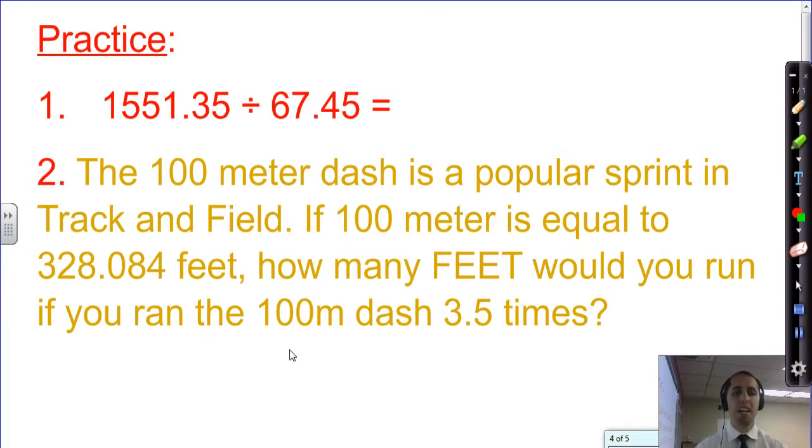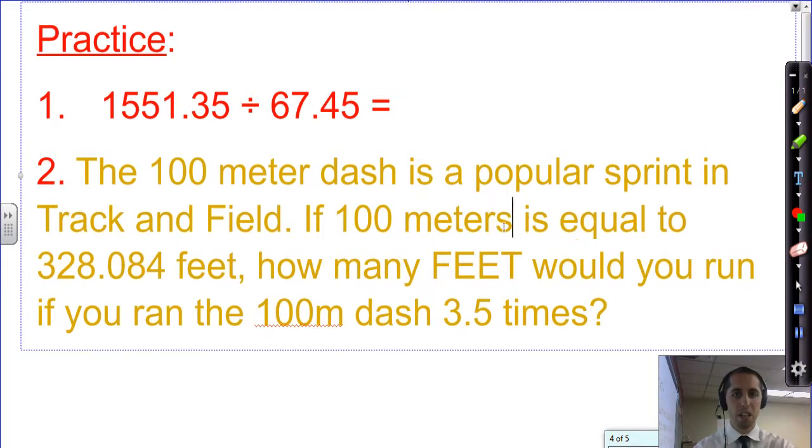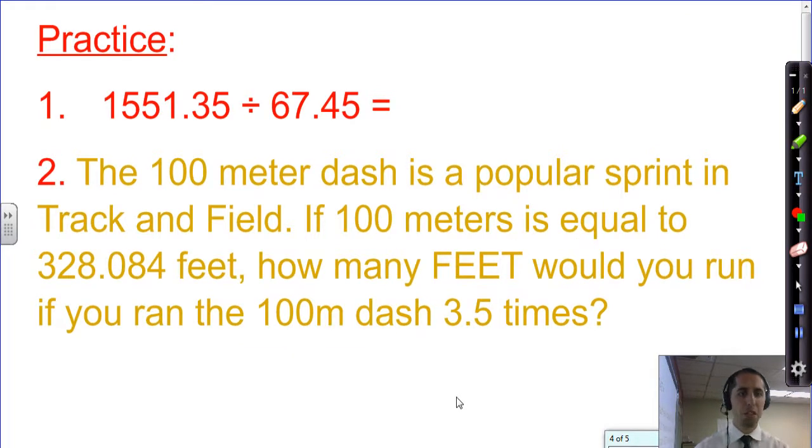2, the 100-meter dash is a popular sprint in track and field. If 100 meters is equal to 328 and 84 thousandths feet, how many feet would you run if you ran the 100-meter dash 3.5 or 3 5/10 times?